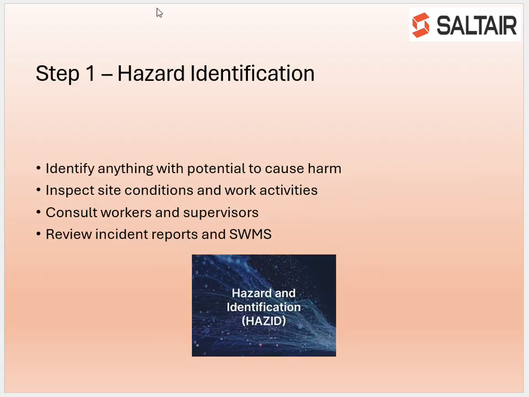The first step in the HIRAC process is hazard identification. This involves actively looking for anything that could cause harm in the workplace. It includes conducting site inspections, consulting with workers and supervisors, reviewing incident reports, and examining safe work method statements. Effective hazard identification relies on both observation and communication.